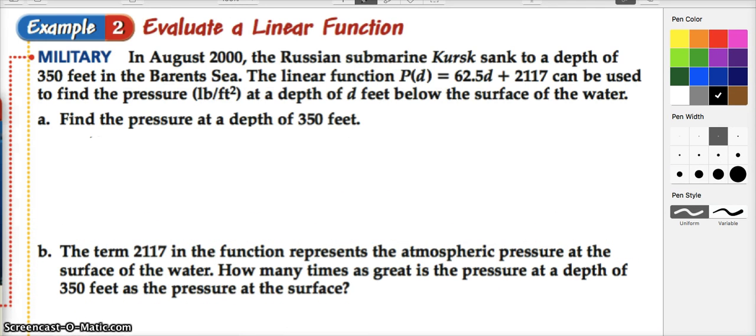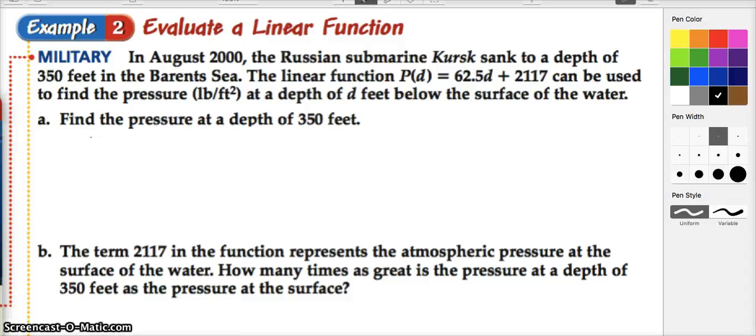In example 2, we're going to be evaluating a linear function. So in August 2000, the Russian submarine Kursk sank to a depth of 300 feet in the Barents Sea. The linear function P of D, right here, is equal to 62.5D plus 2,117. It can be used to find the pressure, pounds per foot squared, at the depth of D feet below the surface of the water.